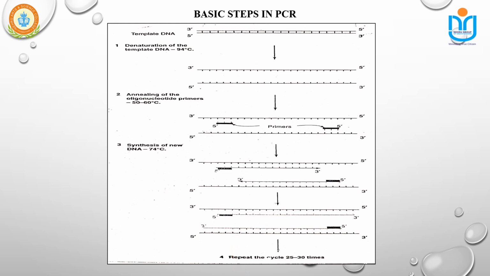Again, the temperature is increased back to 94 degrees Celsius. The double-stranded DNA molecule, each of which consists of one strand of the original molecule and one new strand of DNA, denatures into single strands. This is the second cycle of denaturation, annealing, synthesis, which gives 8 DNA strands. This cycle is repeated 25 to 30 times, which gives around 50 million new double-stranded molecules.